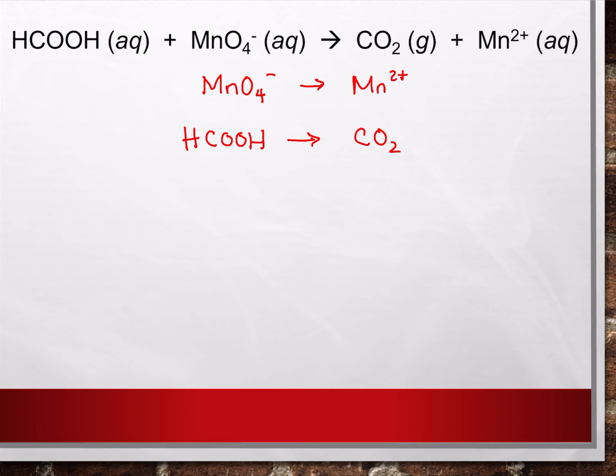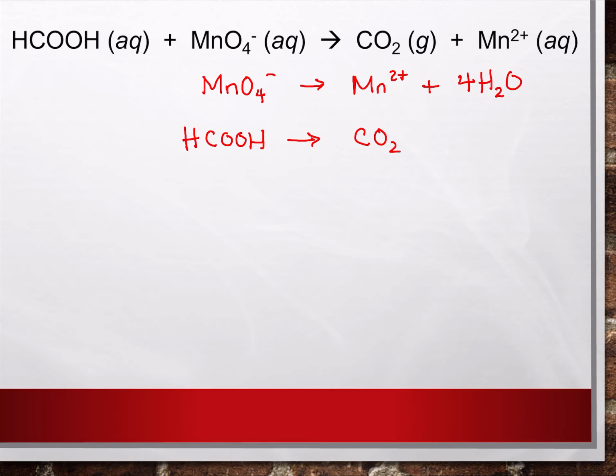Our first step is to balance all of the elements except oxygen and hydrogen. If we look at the first reaction, our manganese are balanced, and in the second reaction, our carbons are balanced. So we're good to go on that step. Our next step will be to balance the oxygens by adding water. In the first reaction, we have 4 oxygens on the left, so we are going to add 4 waters on the right to balance out those oxygens. And thinking about the second equation, the carbon equation, we have 2 oxygens on the left, 2 oxygens on the right, so we don't need to add waters anywhere.